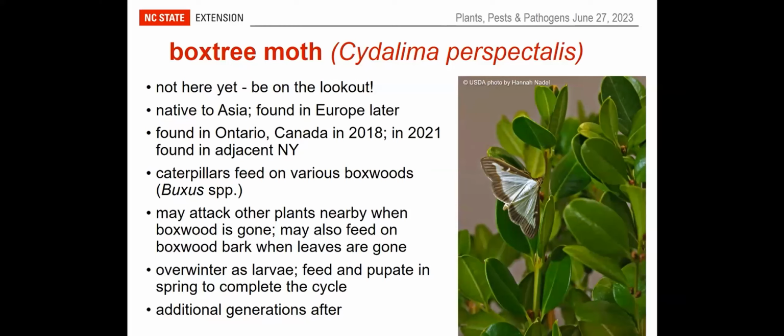Now, the caterpillars feed on various boxwoods, Buxus species, which are also native to Asia, where they are found. It may attack other plants nearby when boxwood is gone, but I'm not sure whether that's the case here in North America. They may also feed on boxwood bark when the leaves are gone, so they can actually girdle the stems. These moths overwinter as larvae. They feed and pupate in the spring and complete the life cycle, and then they may have an additional generation after that.